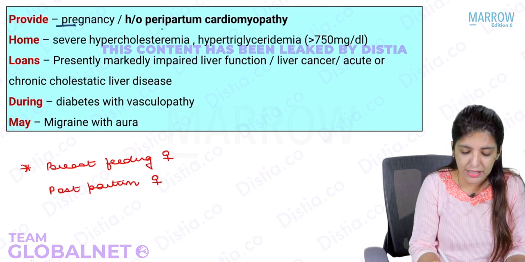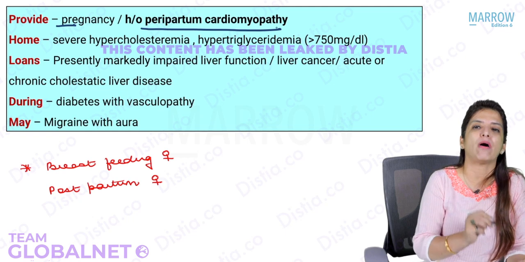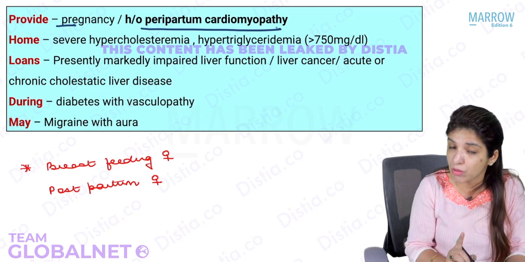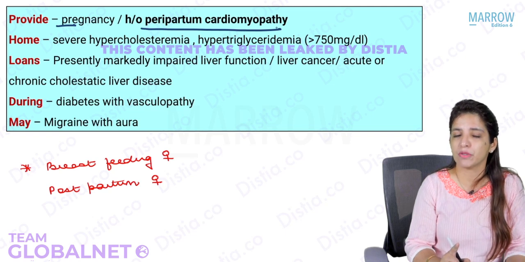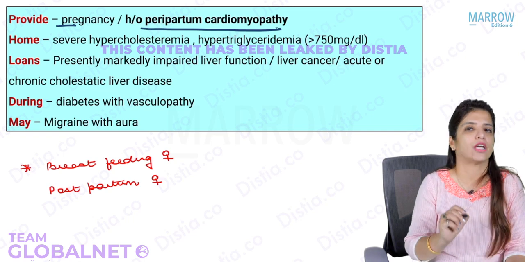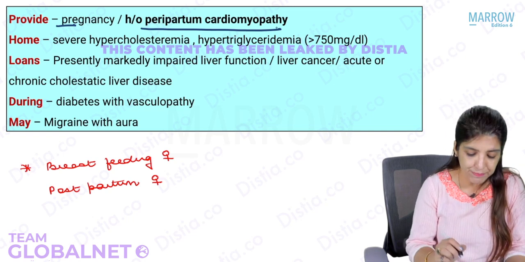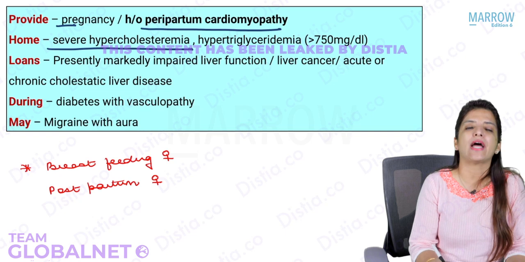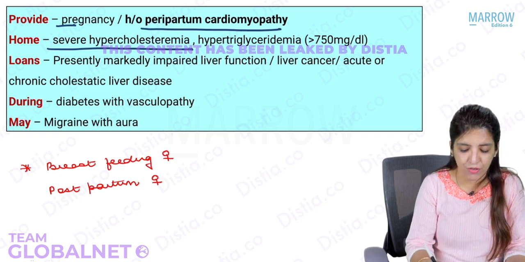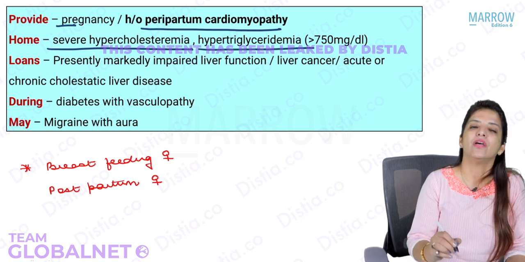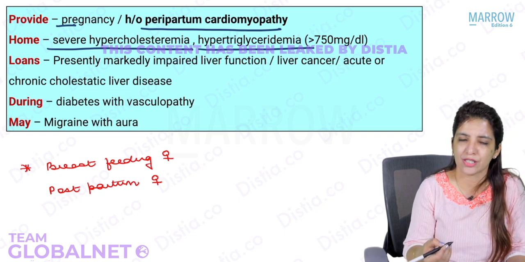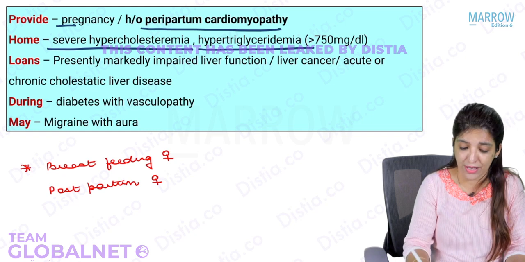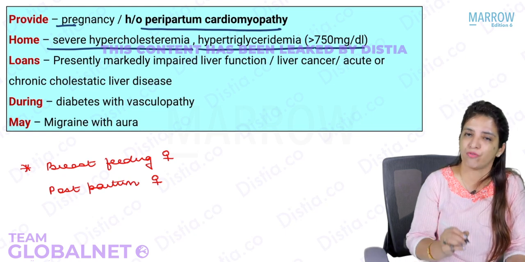And apart from that, if there is history of peripartum cardiomyopathy, please remember this is a newly added contraindication for oral combined pills. So peripartum cardiomyopathy is an absolute contraindication for using oral combined pills. Then if there is severe hypercholesterolemia or severe hypertriglyceridemia. When we say severe hypertriglyceridemia, it means more than or equal to 750.